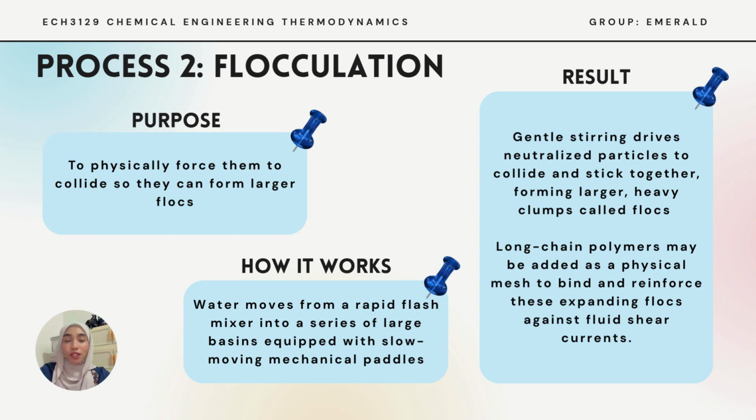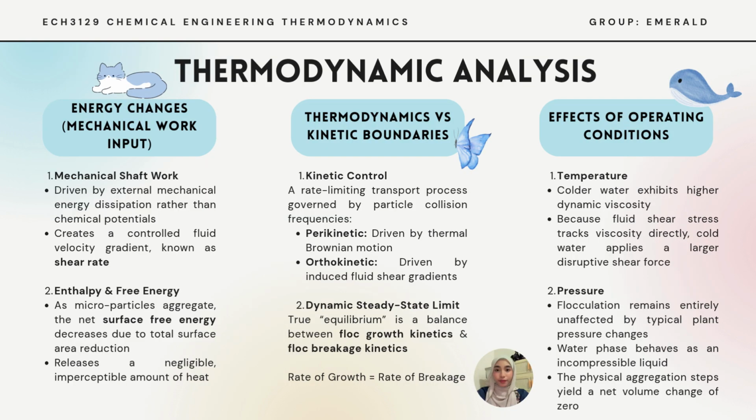The primary purpose of this stage is to physically force the neutralized particles to collide, enabling them to aggregate into larger structures known as flocks. In terms of result, the gentle stirring action successfully drives these particles to collide and adhere to one another. To enhance this process, long chain polymers can be introduced. These polymers serve as a physical mesh that binds and reinforces the expanding flocks, protecting them against the disruptive forces of fluid shear currents.